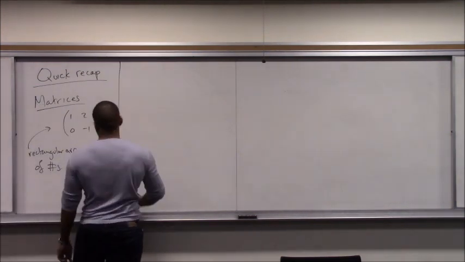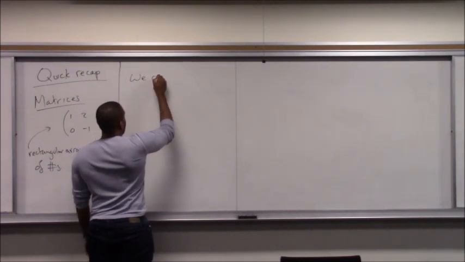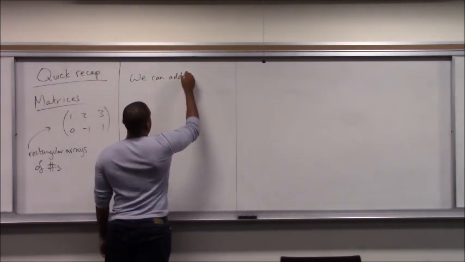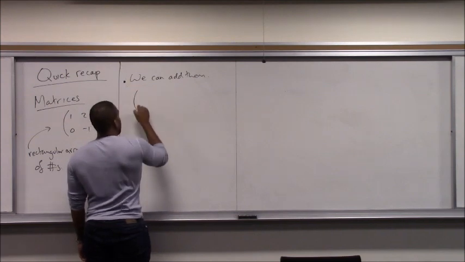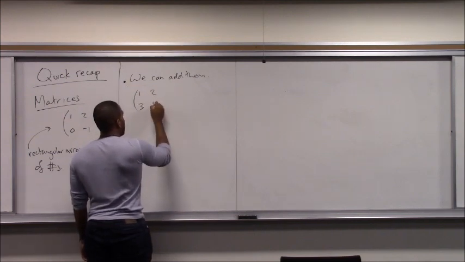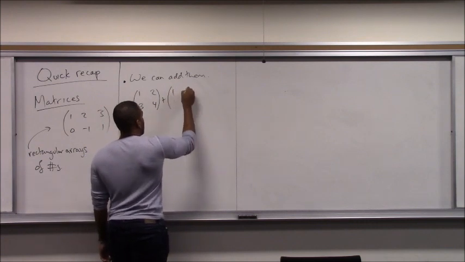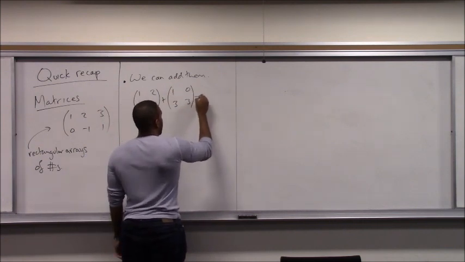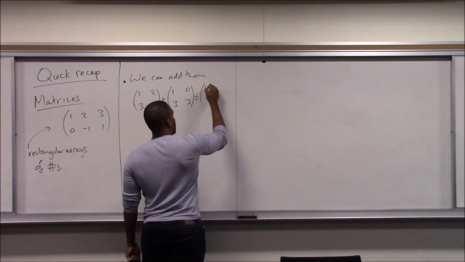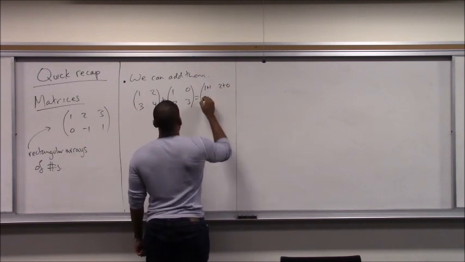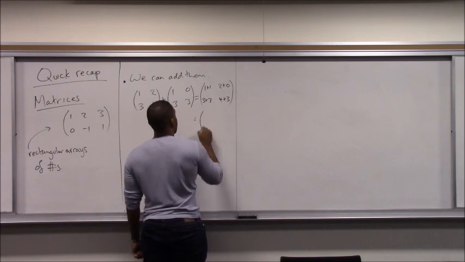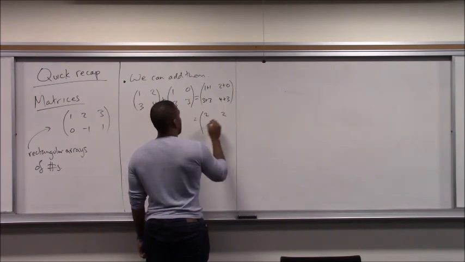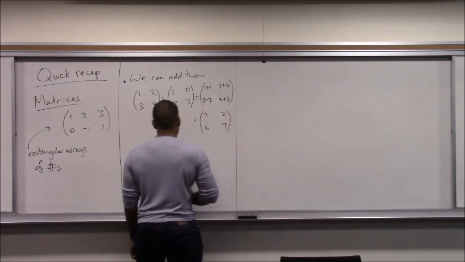And we saw that we can add them. This is done component-wise, so 1, 2, 3, 4. I can add that to 1, 0, 3, 3. And that's done component-wise. And so that's 2, 2, 6, 7.